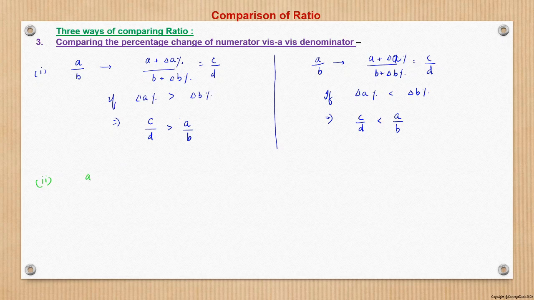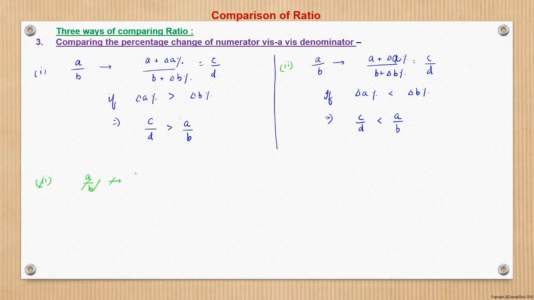Second is, say, the same ratio a by b. We have seen both. If a increases more than b in terms of percentage, then the resultant ratio will be more than the previous ratio. The second is nothing but the same thing which I discussed here, so we may ignore this. Rather, take examples here: if the denominator increases more than the numerator in terms of percentage, then the resultant ratio will be less than the previous ratio.